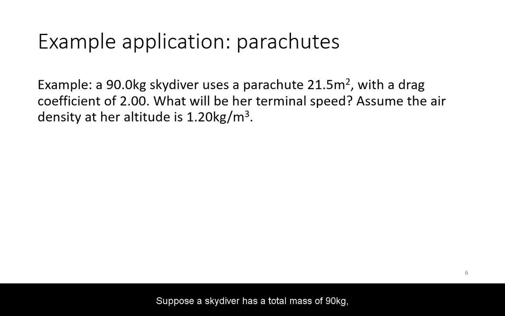Suppose a skydiver has a total mass of 90 kilograms, including her gear. She opens a parachute of drag coefficient 2.0 with 21.5 square meters in area at an altitude where air density is 1.2 kilograms per cubic meter. What is her terminal speed?